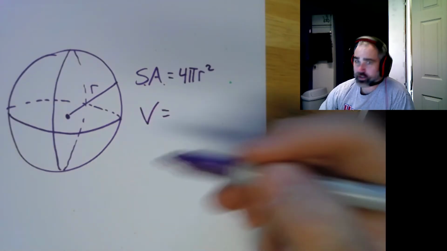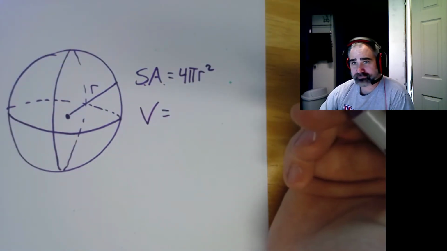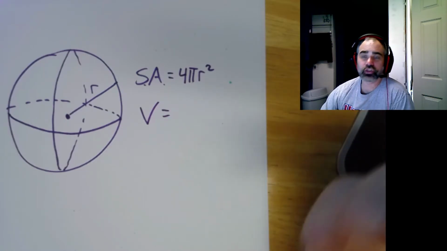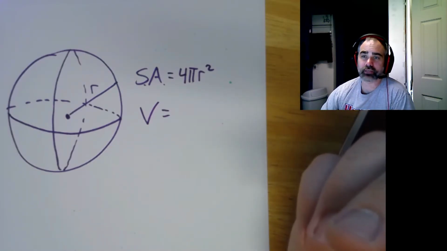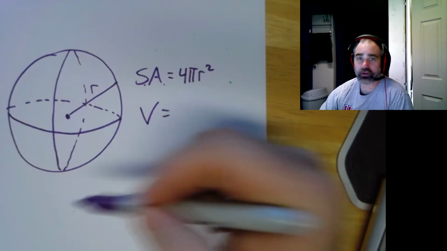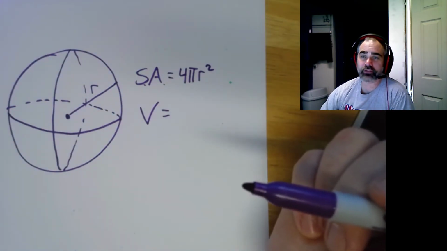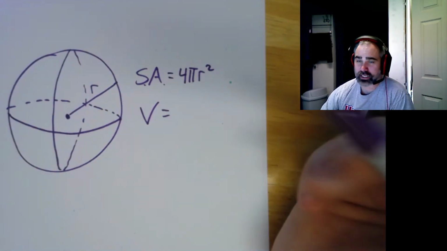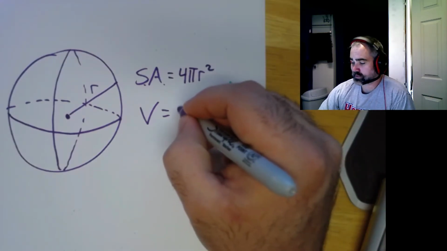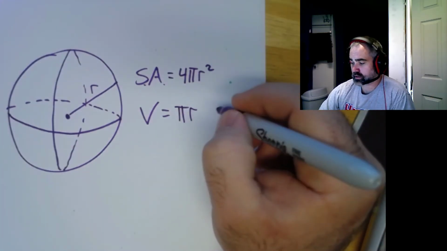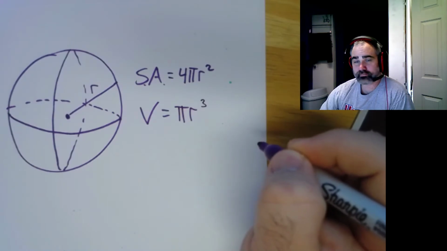Volume is always measured in cubic units. So how many cubes of water would fit in something? How many cubes of air? Maybe this is a basketball. How much air fits inside? Measure in cubic centimeters, maybe something like that. So this one is pi r cubed.